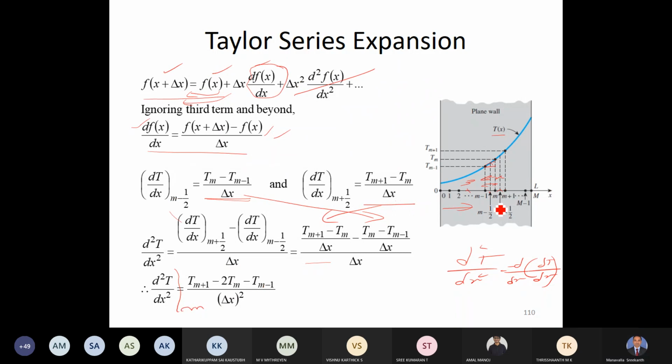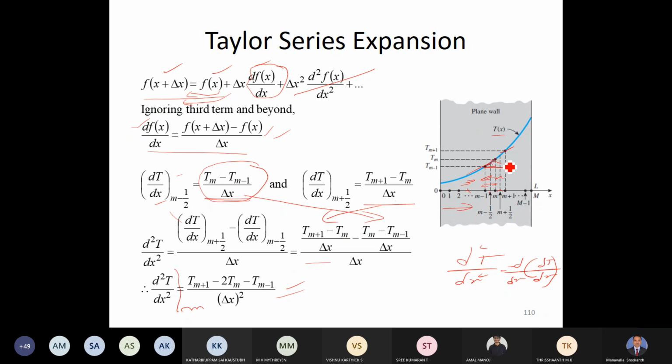Okay. So the second derivative can be written in terms of the temperatures in this manner. The first derivative could be written like this. So what we are doing here is replacing the derivatives with the dependent variable and the independent variable. We are converting the differentials into algebraic equations. You see, d square T by dx square is written in terms of temperature at T_m+1, temperature at T_m-1, and temperature at T_m.